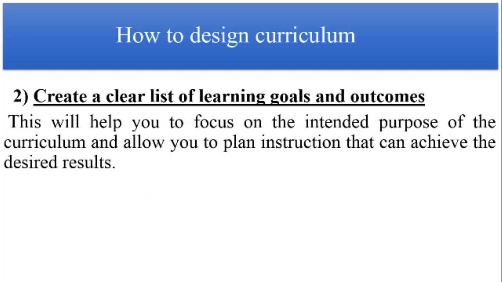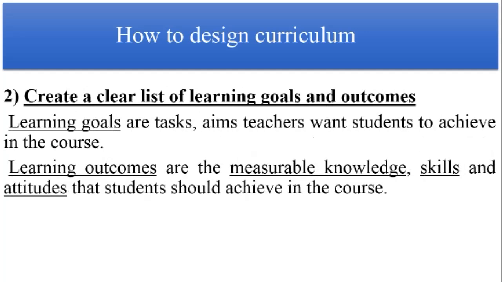And also we have to create a clear list of learning goals and outcomes. This will help us to focus on the intended purpose of the curricula and allow us to plan instruction that can achieve the desired results. And learning goals are tasks, aims teachers want students to achieve in the course, and learning outcomes are the measurable knowledge, skills, and attitudes that students should achieve in the course.